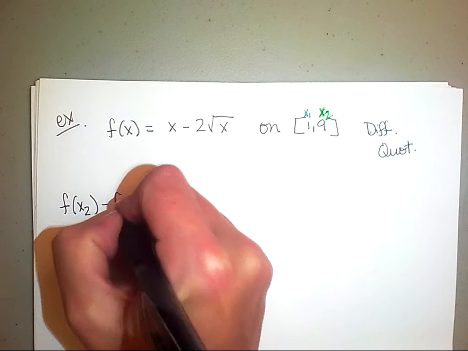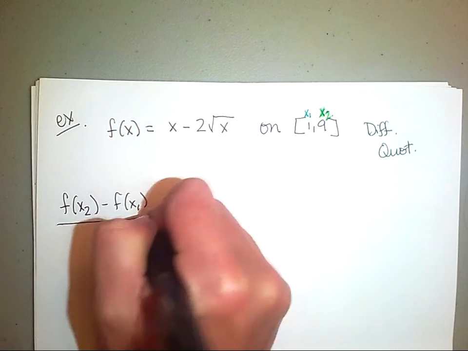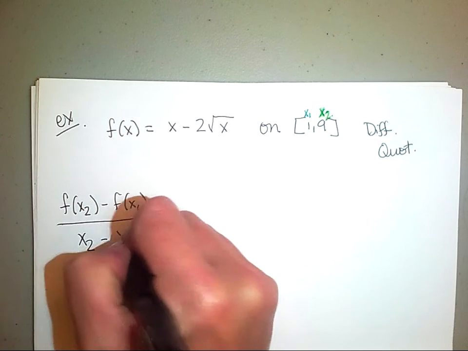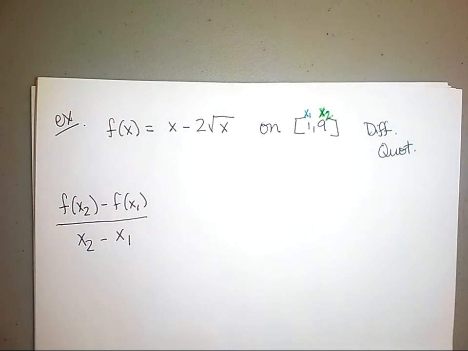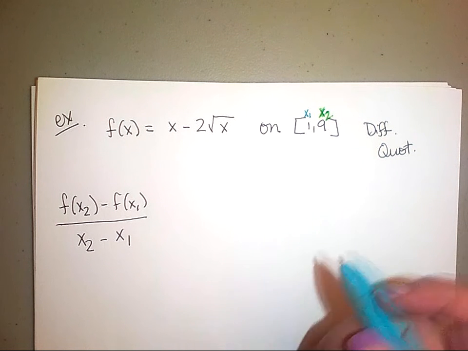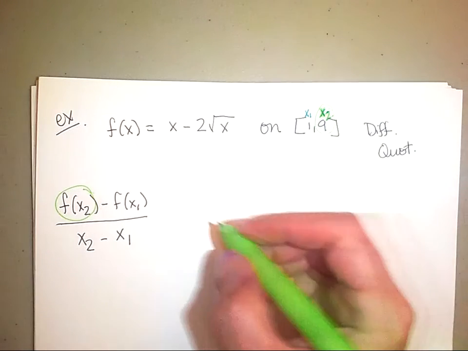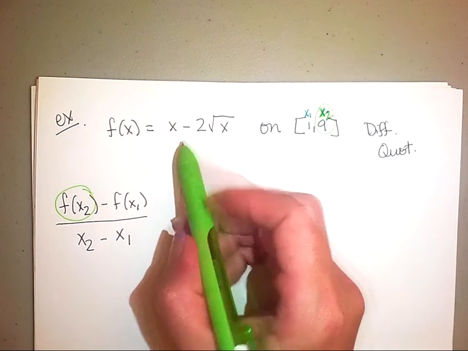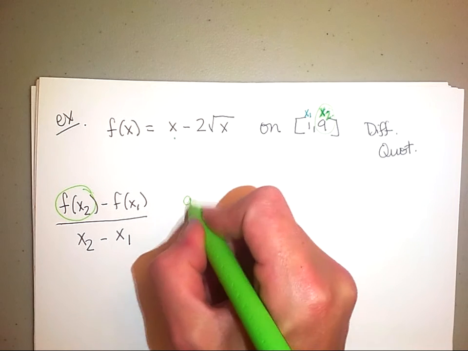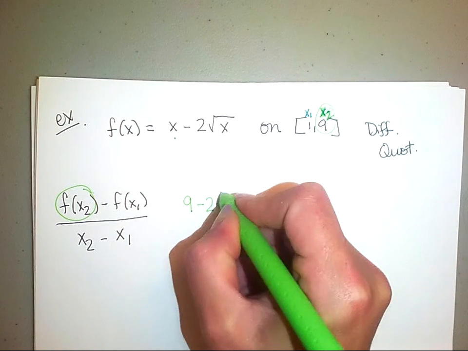So when it's written like this, remember this is your x1 and this is your x2. Let me write that one in green. Okay. So the difference quotient says you'll take f of x2 and subtract off f of x1 and divide that by x2 minus x1.